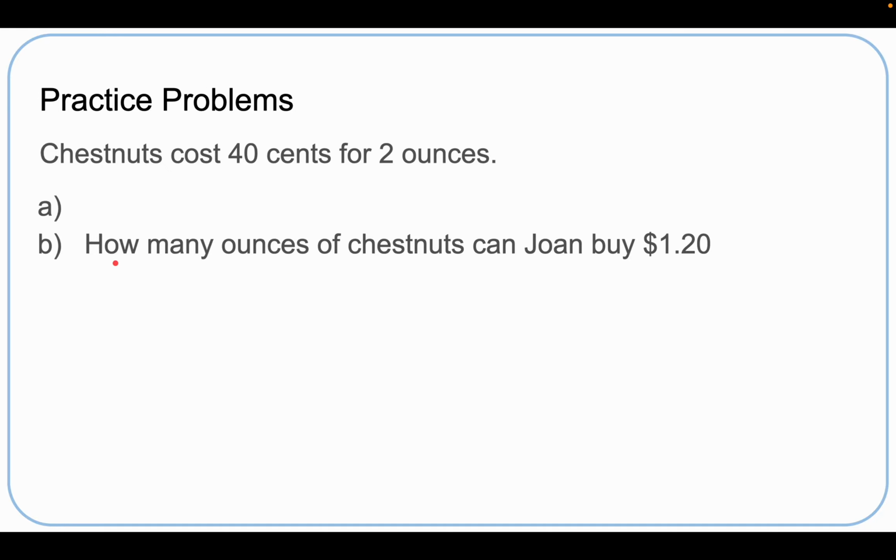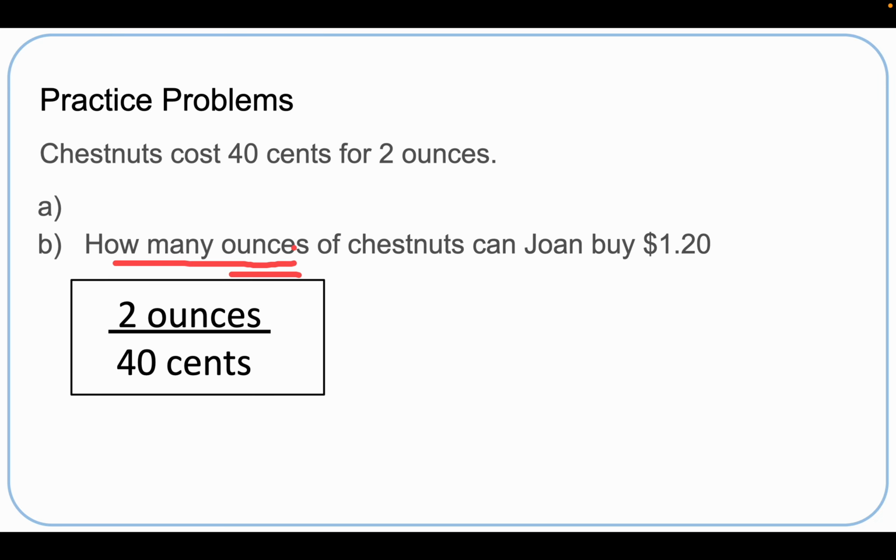Now look at our question, how many ounces? We want ounces to be left, so that means we are going to choose the rate that has ounces in our numerator. So you should pick 2 ounces per 40 cents. And then we're going to multiply that by, now pay attention to this because here we have 40 cents and our question says $1.20. So let's change that to cents, which would be 120 cents.